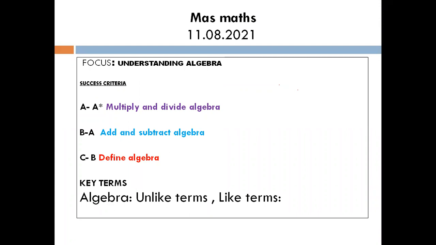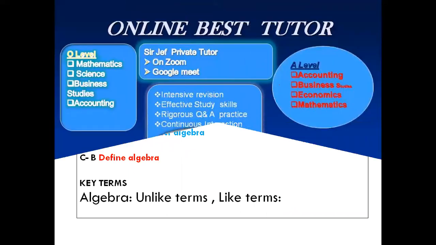So with algebra, we want to define what it is, add and subtract algebra, then multiply and divide algebra. Our key terms today are like terms and unlike terms.